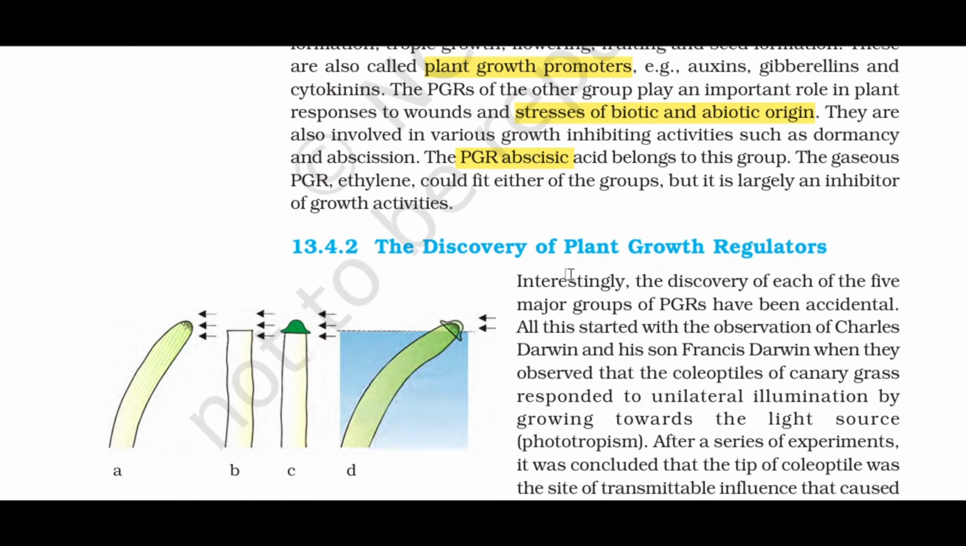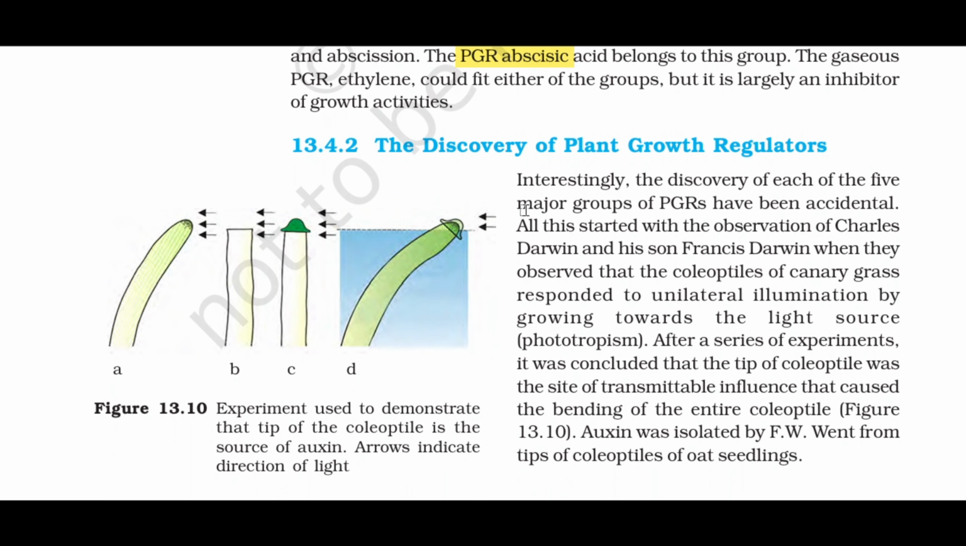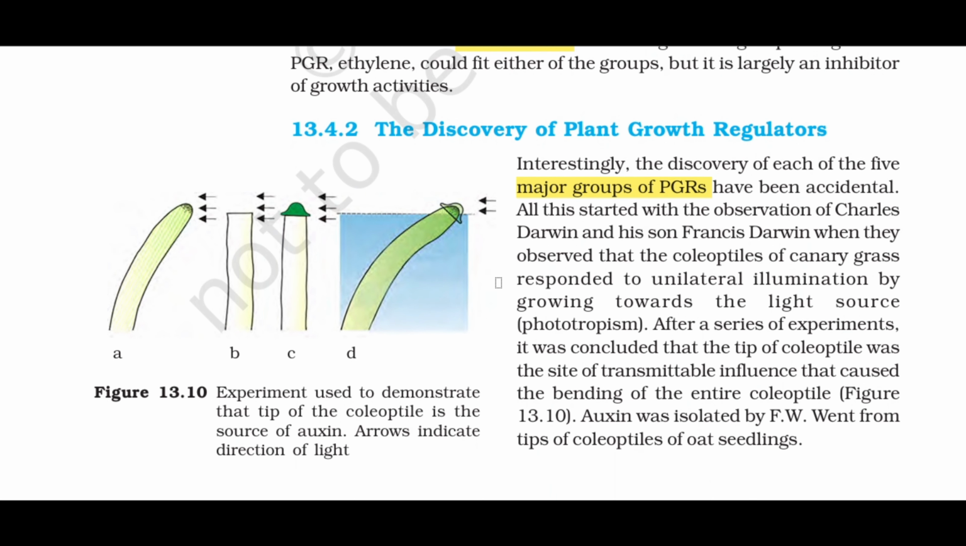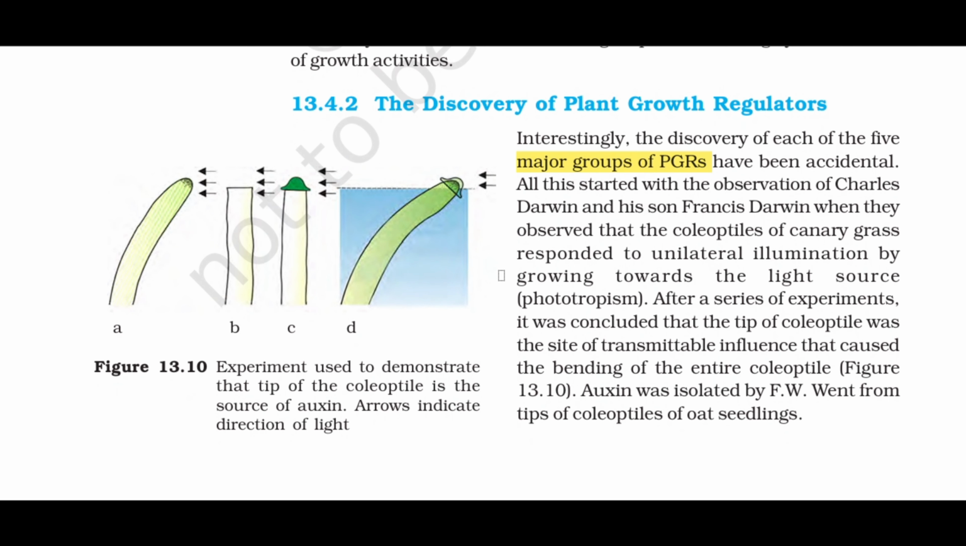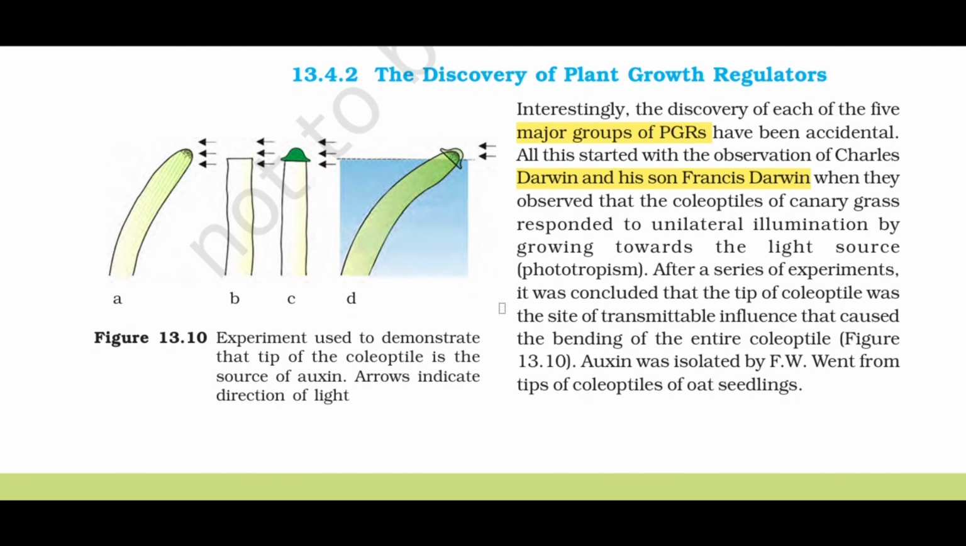The discovery of plant growth regulators. Interestingly, the discovery of each of the 5 major groups of PGRs have been accidental. All this started with the observation of Charles Darwin and his son Francis Darwin when they observed that the coleoptiles of canary grass responded to unilateral illumination by growing towards the light source, phototropism.